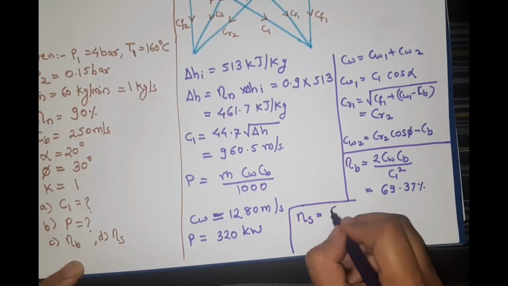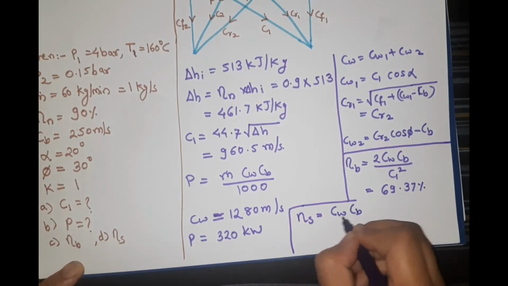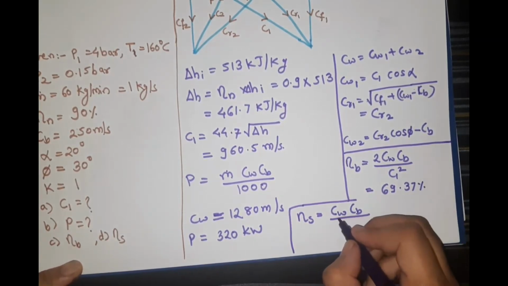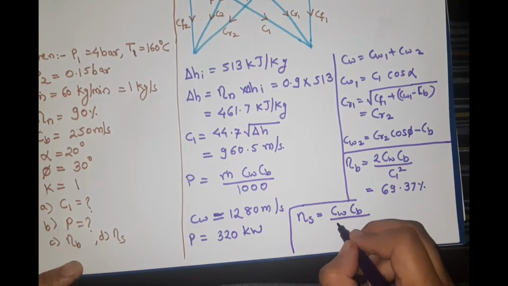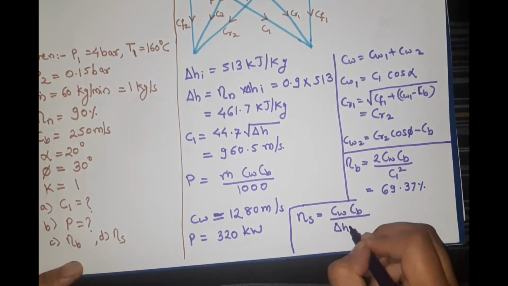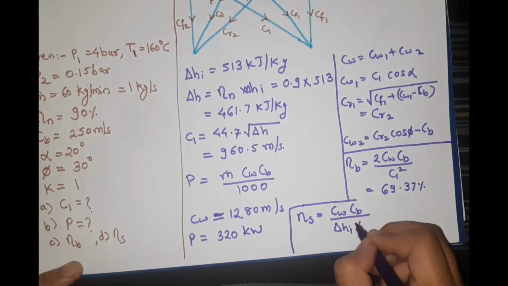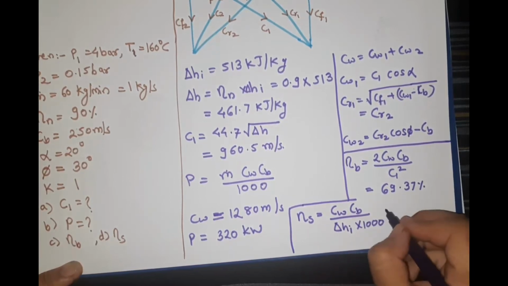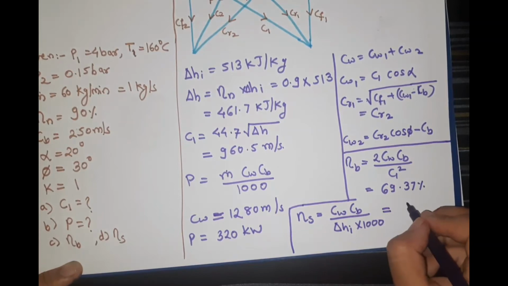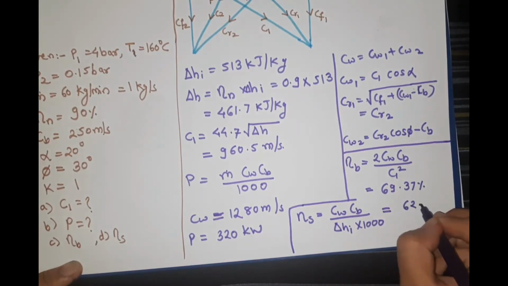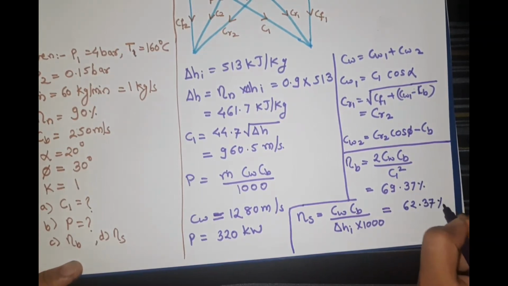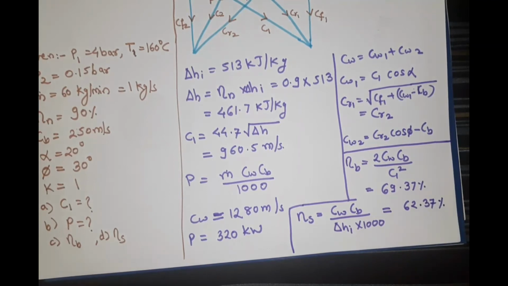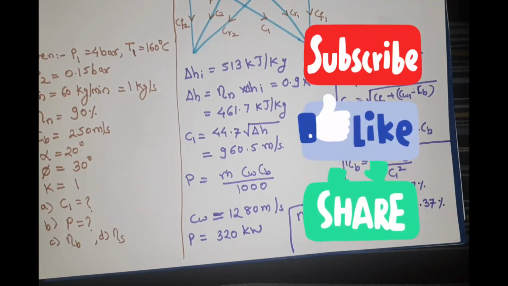Similarly, we can find the stage efficiency. So stage efficiency is equal to CW CB upon isentropic enthalpy drop, that is what we have supplied to the whole stage, into 1000, and we will get the value as 62.37%. So this is the other method, that is the construction method, to solve the velocity diagram in a steam turbine.